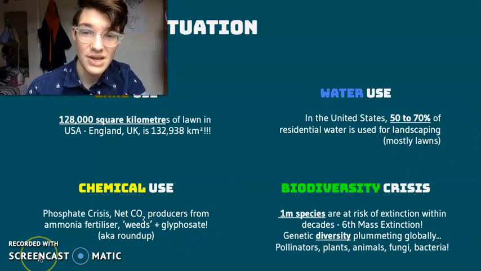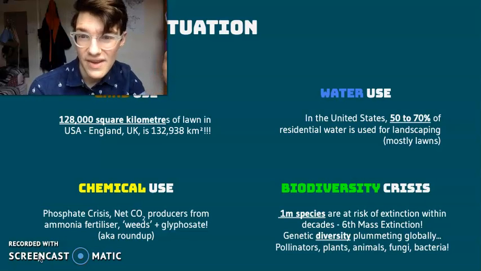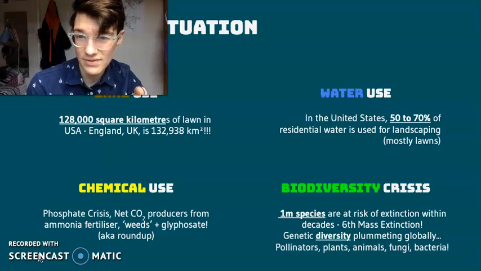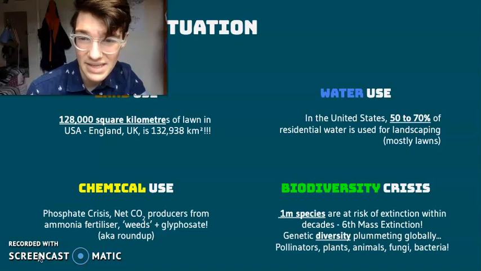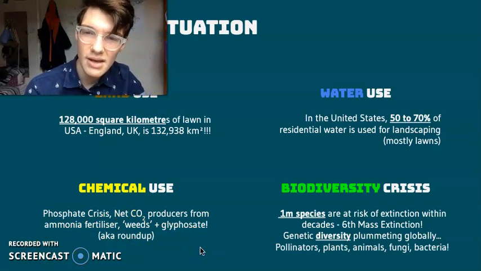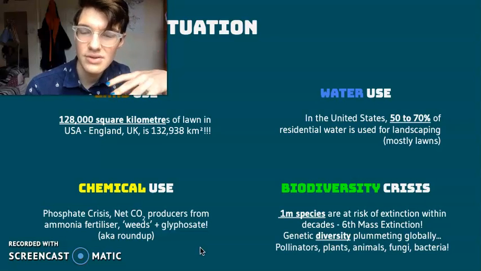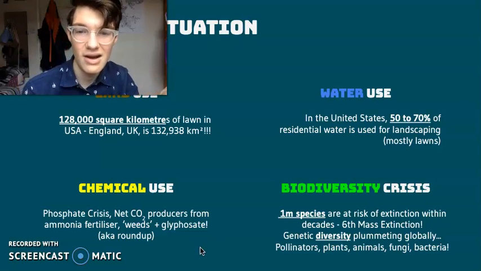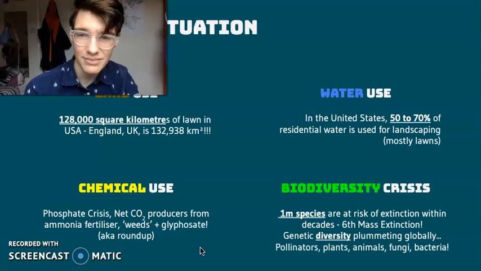Chemical use. So we're currently looking ahead at a phosphate crisis. We're going to run out of phosphorus, which is a very important fertilizer, and some phosphorus is used for lawn maintenance. In addition, the ammonia-based fertilizers that are used commonly, especially again in the States, are really bad because they are net producers of CO2.